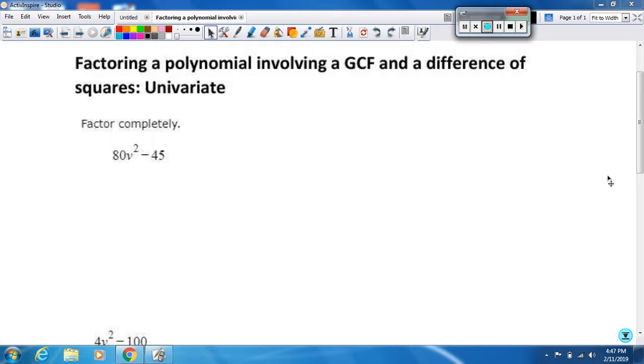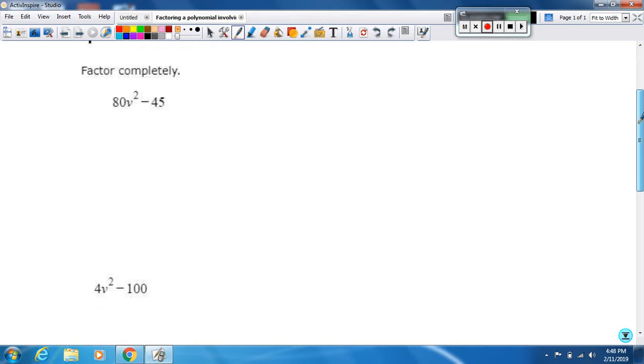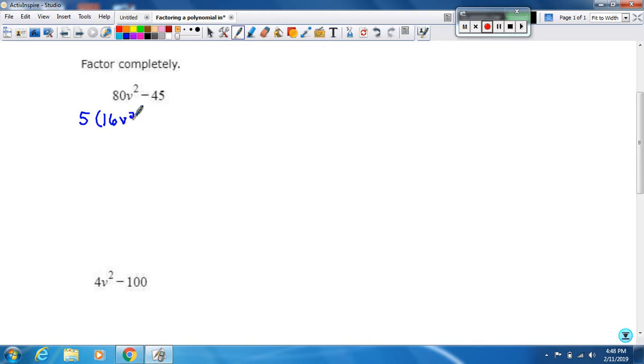In order to factor this completely, the first thing you want to do is see if you can divide them all by the same thing. In other words, factor something out. I can divide both of these numbers by 5. So when I do that, 80 divided by 5 is 16, and I have a v squared. Then you got minus 45 divided by 5 is 9.